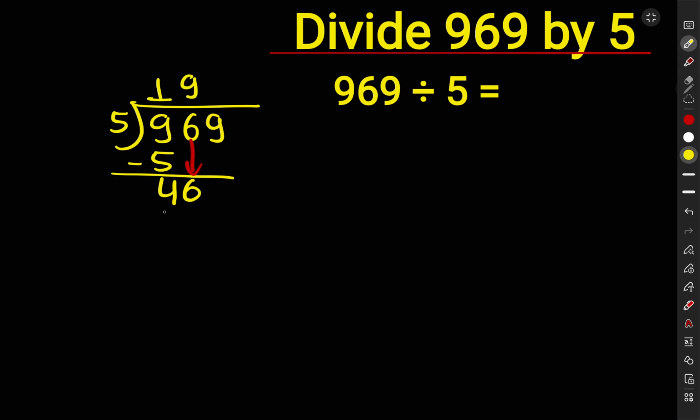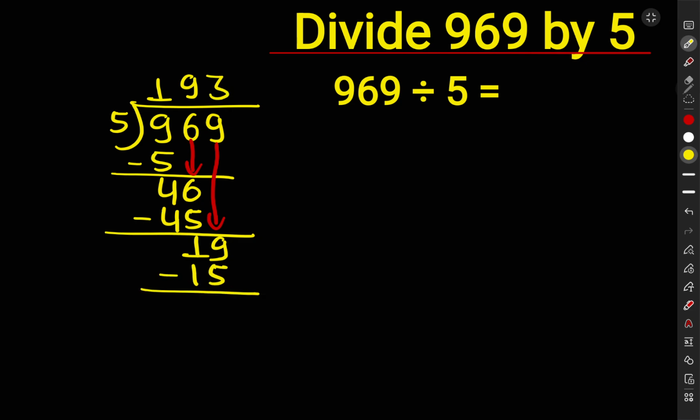5 times 9 is 45. On subtracting we get 1. So again we put down this 9 and it is 19. 5 times 3 is 15. On subtracting we get 4.